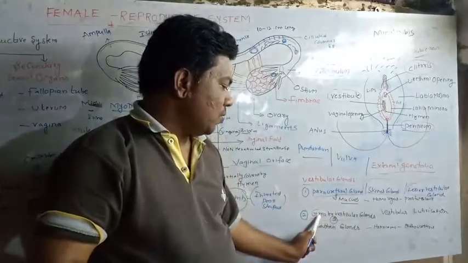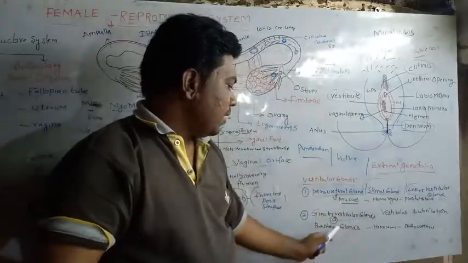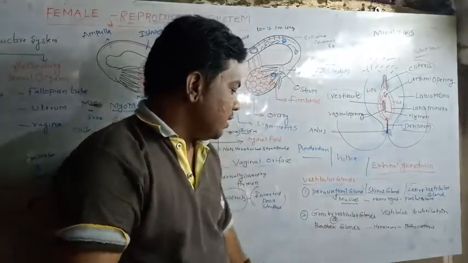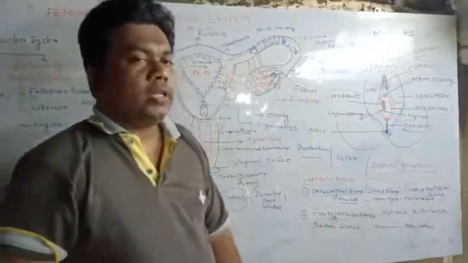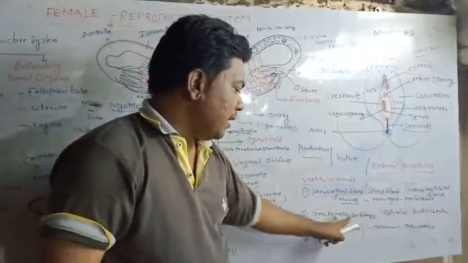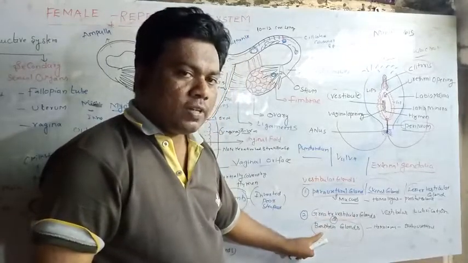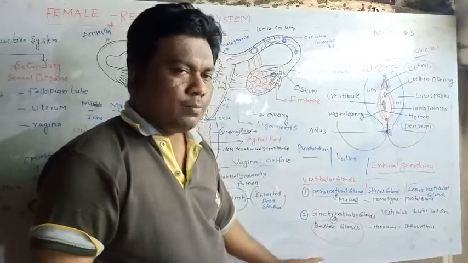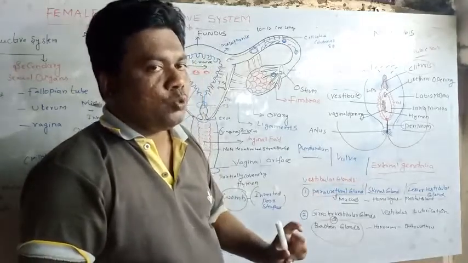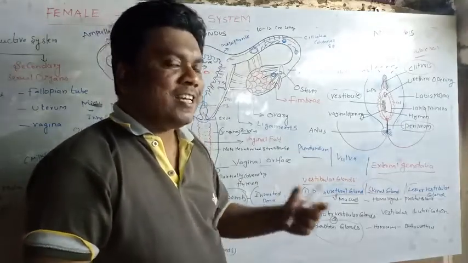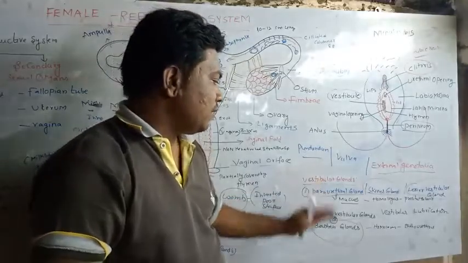The second gland is called the greater vestibular gland. It is commonly known as the Bartholin gland. The greater vestibular gland is also known as the Bartholin gland. That Bartholin gland is responsible for producing mucus. That mucus lubricates the vestibule area, so it easily facilitates copulation through the secretion of mucus. That is the function of the vestibular glands.